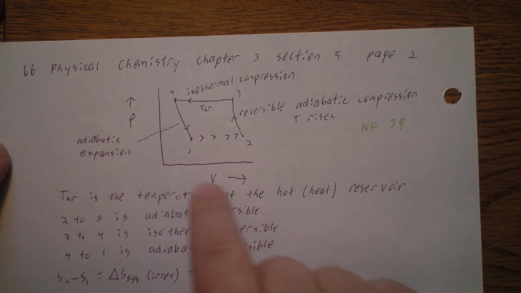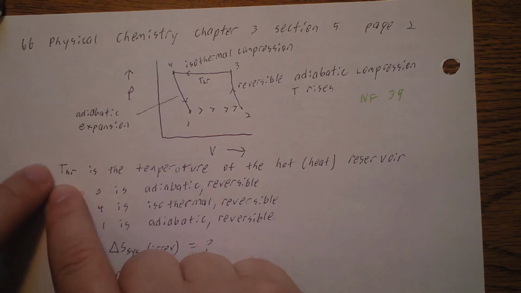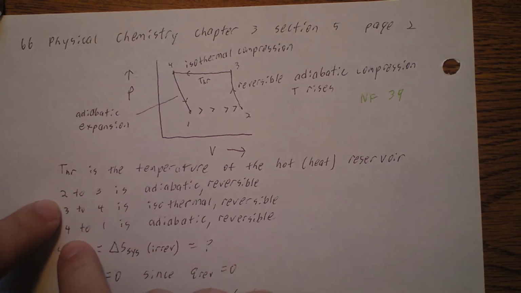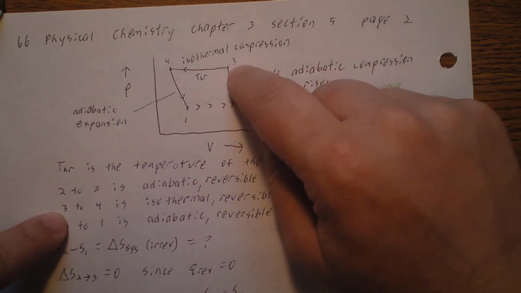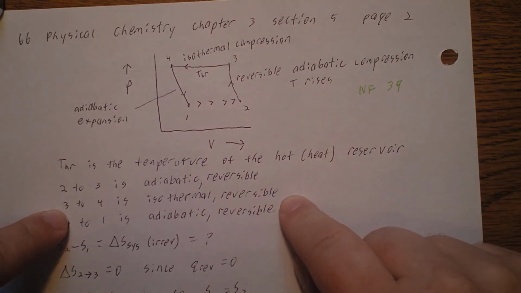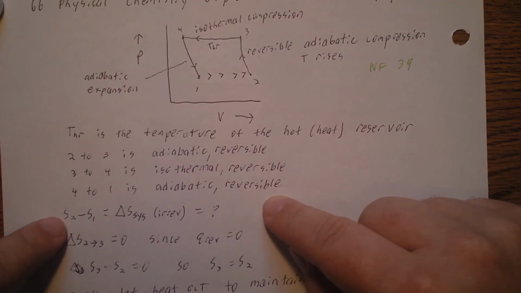And remember, this is pressure against volume. So HR is for hot reservoir or heat reservoir. So this T subscript HR is the temperature of the heat reservoir or the hot reservoir. So like I said, step 2 to 3 is adiabatic and reversible. Step 3 to 4 is isothermal and reversible. And step 4 back to 1 is adiabatic and reversible.